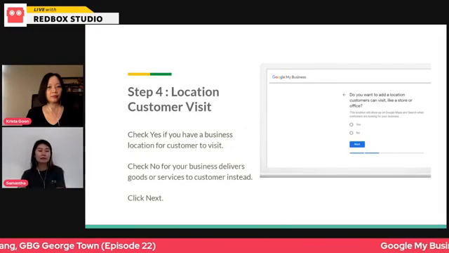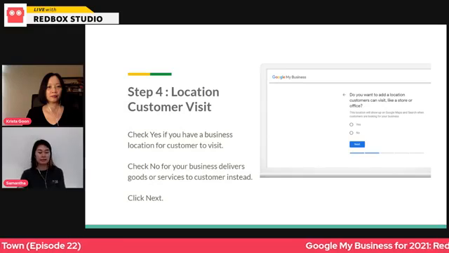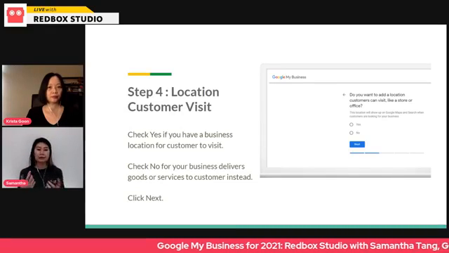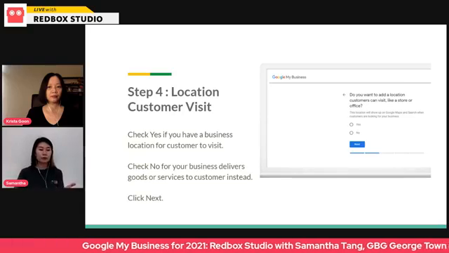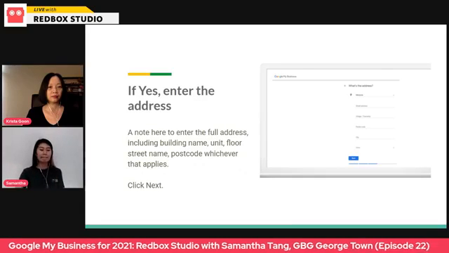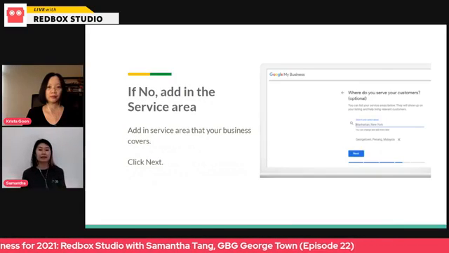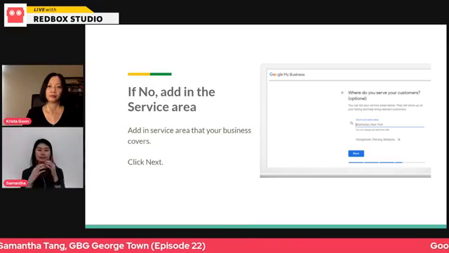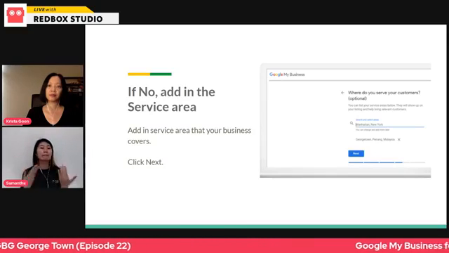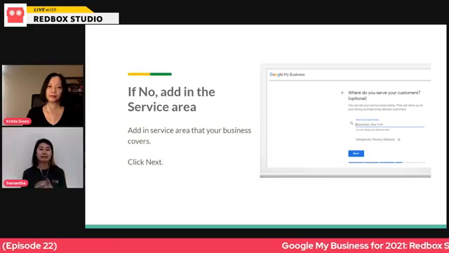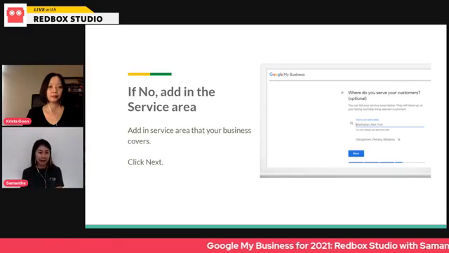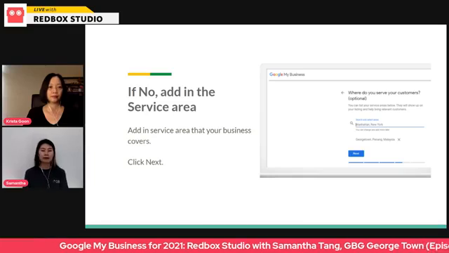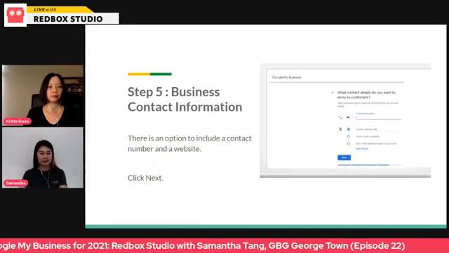So the next step will be the location customers visit. If you have a physical shop for your business, you click yes, and if it's no, then you just enter the service area. Like if you are covering delivery in a specific area, just put it, for example Malaysia, and where in Malaysia. Let's say if you're down in Penang, where in Penang: Jelutong, Bayan Lepas, Sungai Ara. Okay, then you click next.